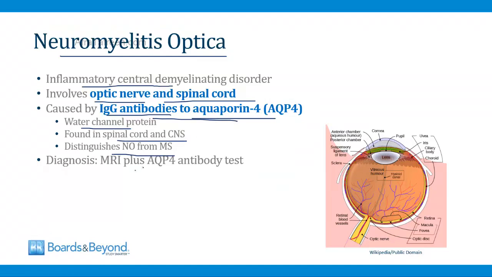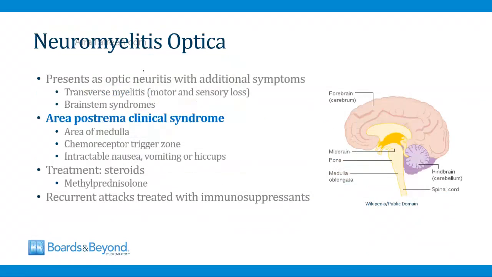And the way you make a diagnosis of this disorder is by MRI findings, which we'll talk about in a minute, plus antibody tests for aquaporin 4. Neuromyelitis optica gets its name because it presents as optic neuritis plus additional symptoms. And this is similar to the way that multiple sclerosis can present. Multiple sclerosis often presents with optic neuritis.